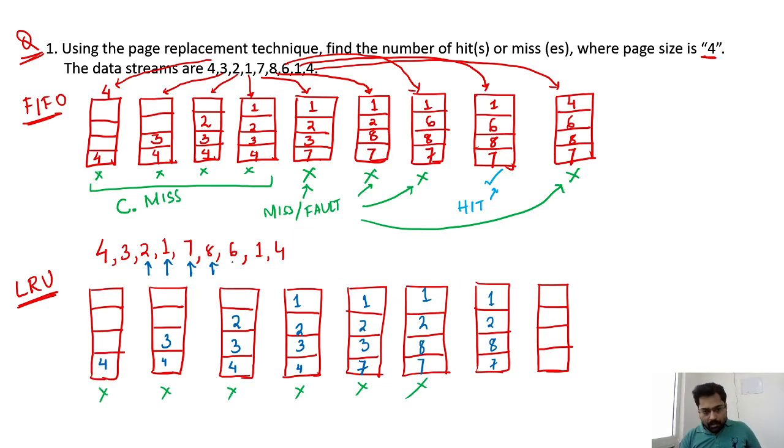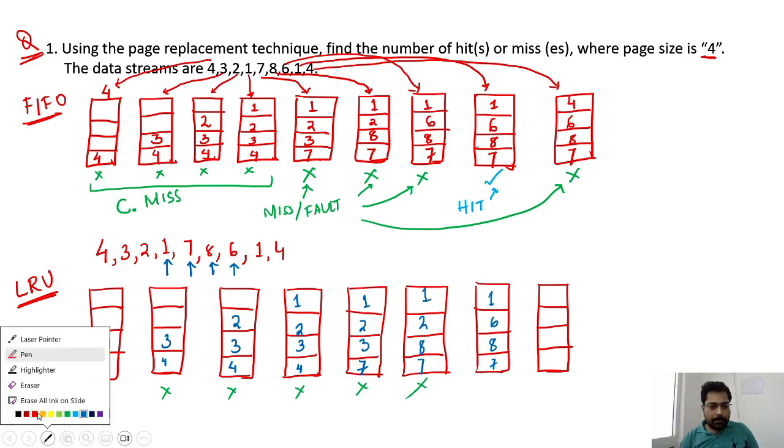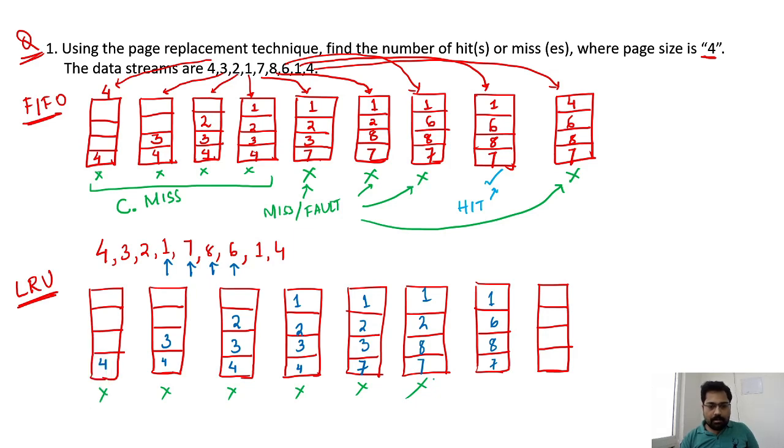Next, when we have 6 now, the least recently used is 2, so that we have to remove. Then instead of 2 we write 6. So here, as per the example, we have done the replacement, so that's why it is called a miss, or fault. I must say it is a miss or fault.